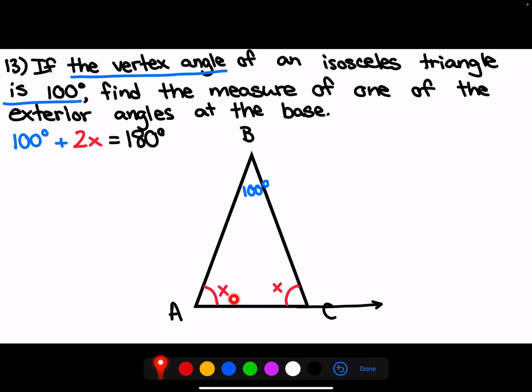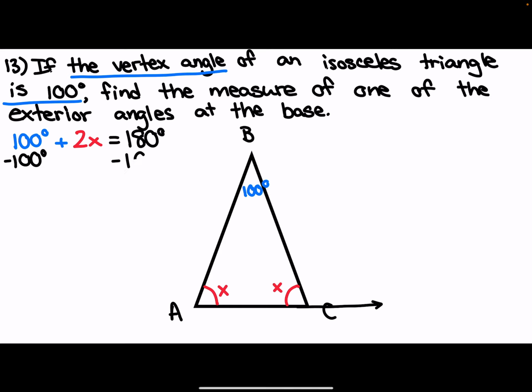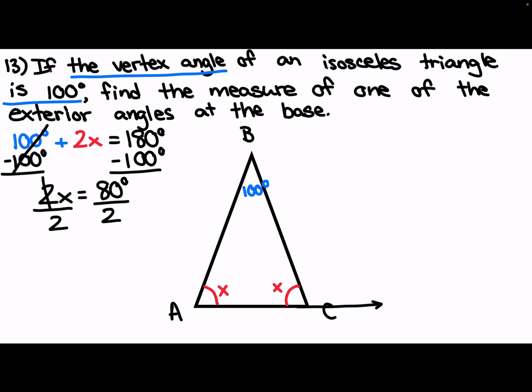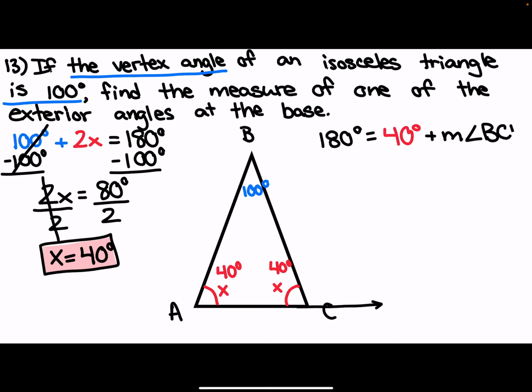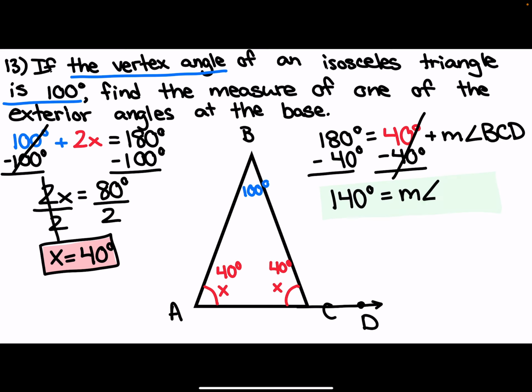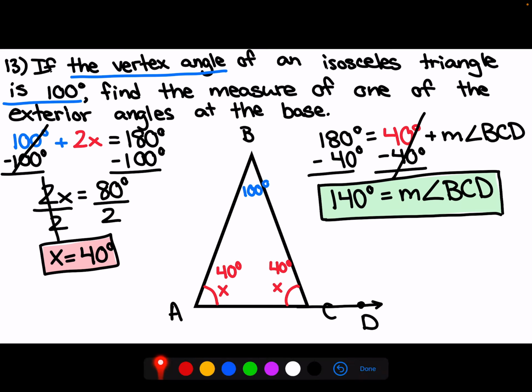And I can set up the sum of my angles as x plus x plus 100 equals 180 degrees. Combining like terms, that gives me 100 plus 2x equals 180. Subtracting 100 from both sides, we get 2x equals 80. And then dividing both sides by 2, we get x equals 40. From here, to find the exterior angle, I know that these are supplementary angles. They form a straight line. So I can do 180 minus 40, and that will give us this exterior angle. So 180 minus 40 gives me 140 degrees. That is the measure of our exterior angle, angle BCD.